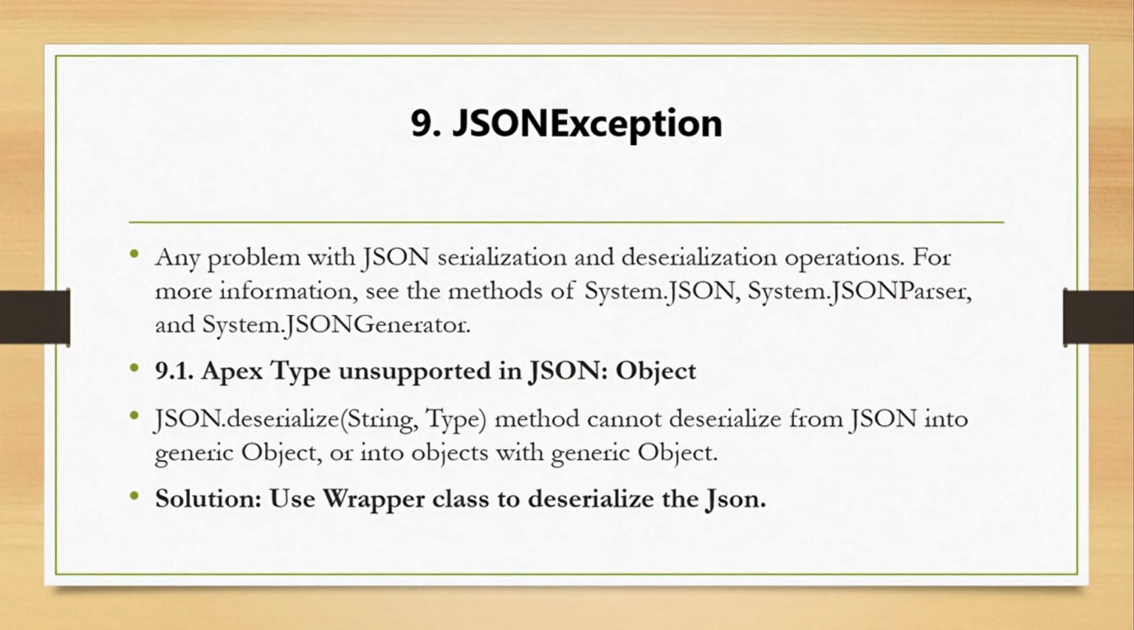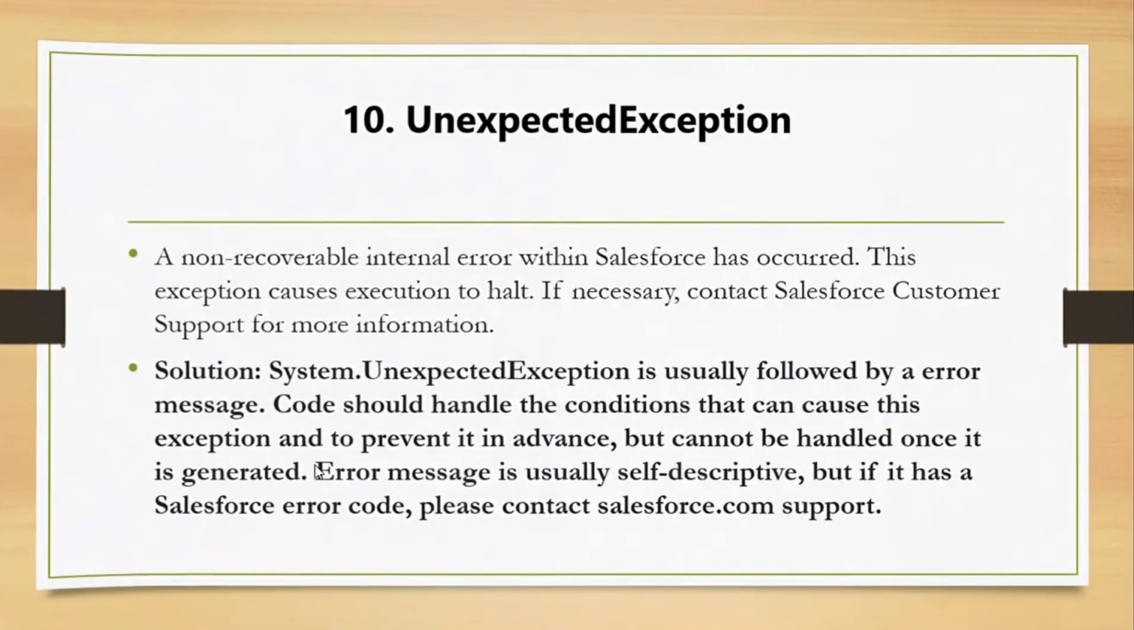JSON exception. Any problem with JSON serialization or deserialization operations. For more information, see the System.JSON, System.JSONParser and System.JSONGenerator methods. For example, Apex type unsupported in JSON: the JSON.deserialize method cannot deserialize JSON into a generic object. Use a wrapper class to deserialize the JSON.